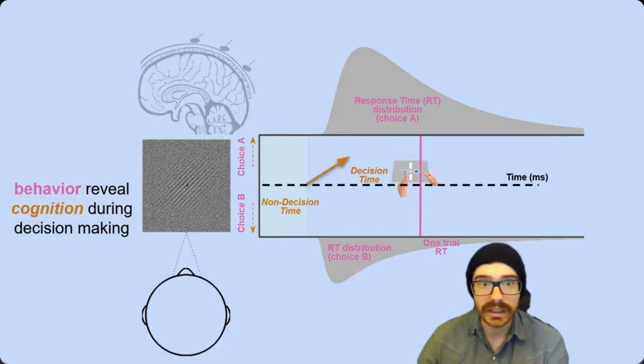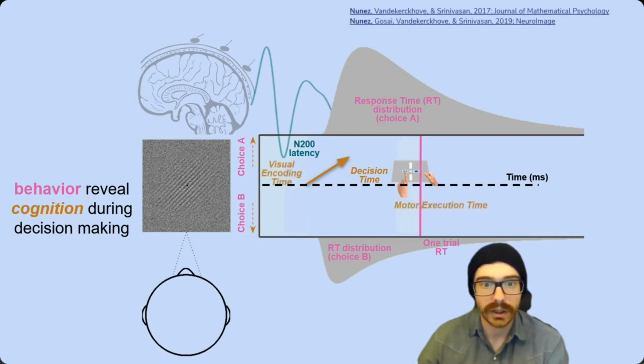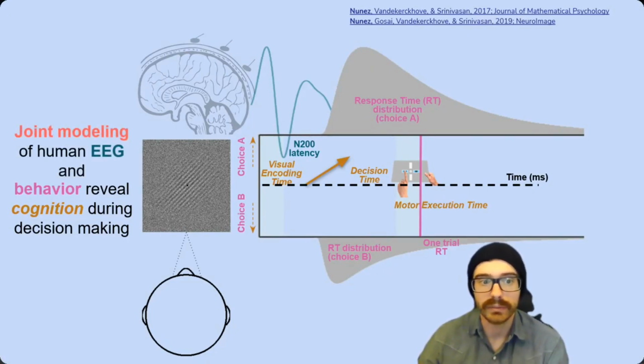Now, when we have EEG, we can say even more about this cognitive process. We can say that the N200 latency has been shown to encode visual encoding time, or the onset of decision making. So therefore, we can split non-decision time into visual encoding time and motor execution time. So this shows that joint modeling of human EEG and behavior reveals even more about cognition during decision making.